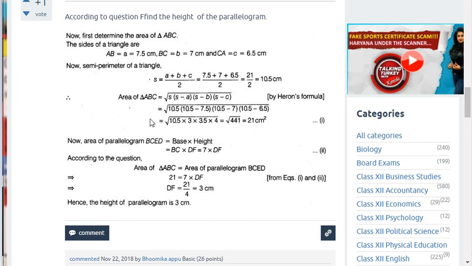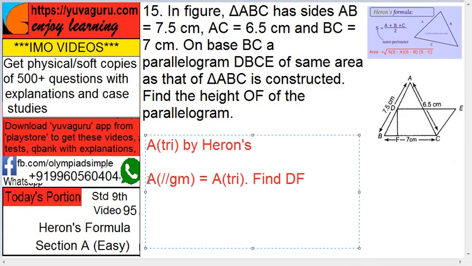So the area of triangle ABC becomes the square root of this, that is 21. Now equate this area of the triangle to the area of the parallelogram. But what is the area of the parallelogram? See, these were our two steps. Area of parallelogram equals area of triangle. So what is the area of the parallelogram?